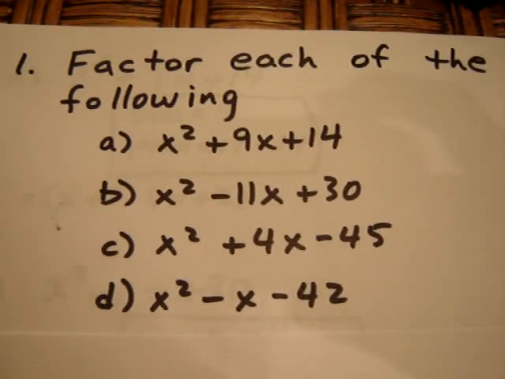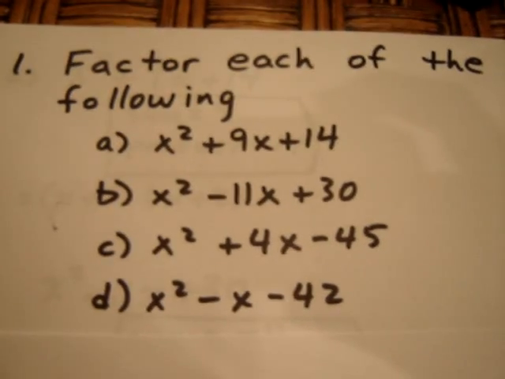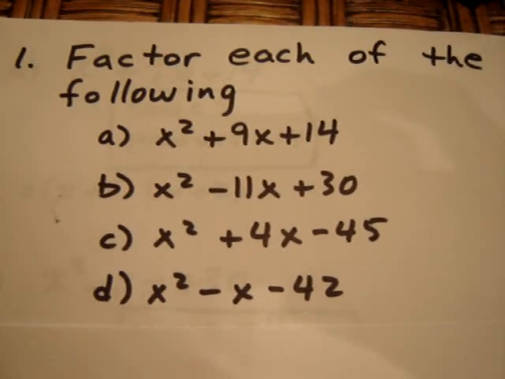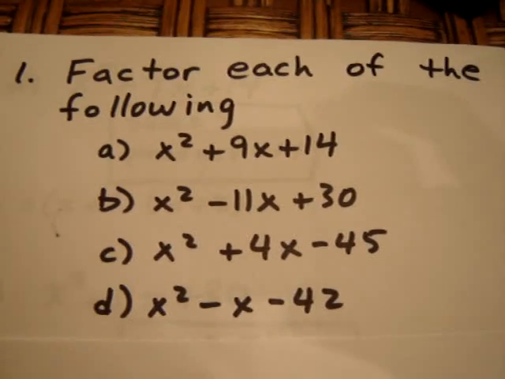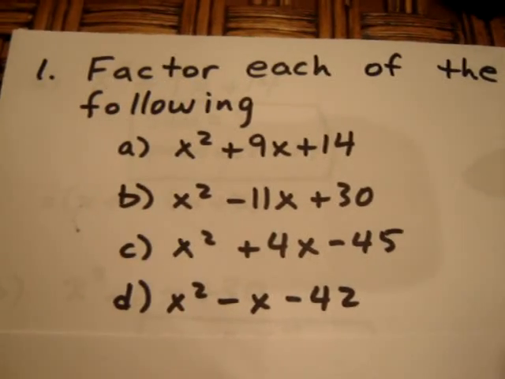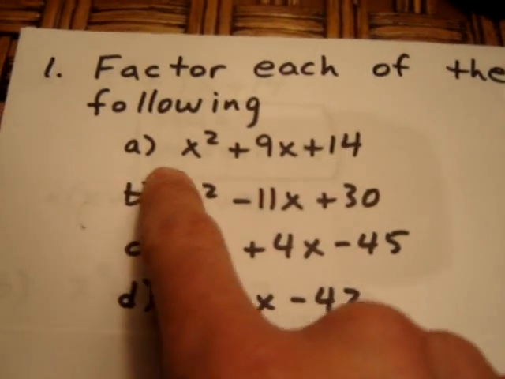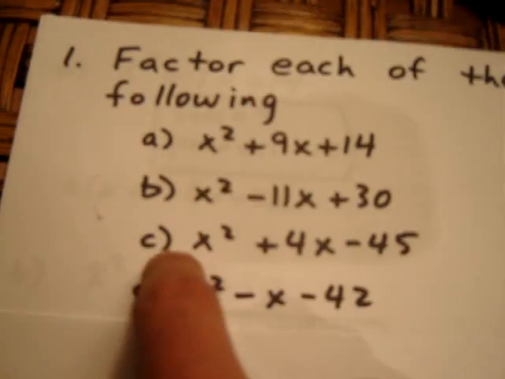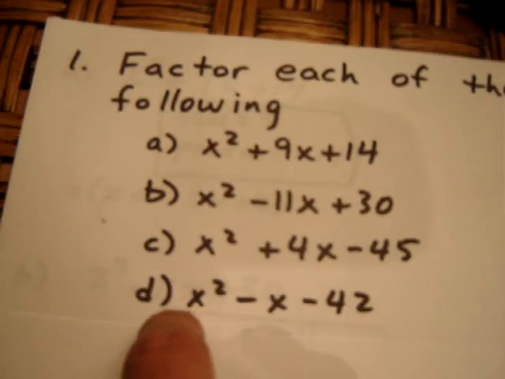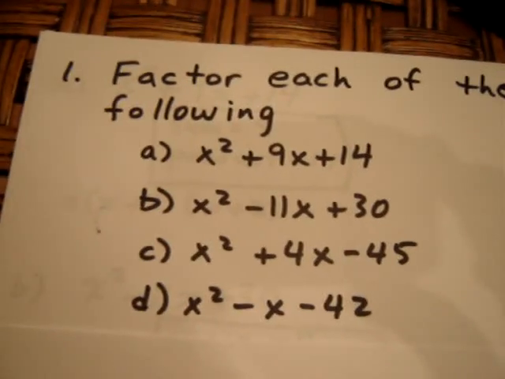Our first question asks us to factor each of the following, and you'll see that all four of those examples are trinomials. And you'll also notice that every one of these trinomials begins with a coefficient of 1. Remember, when you can't see the numerical coefficient in front of a term, that coefficient is 1.